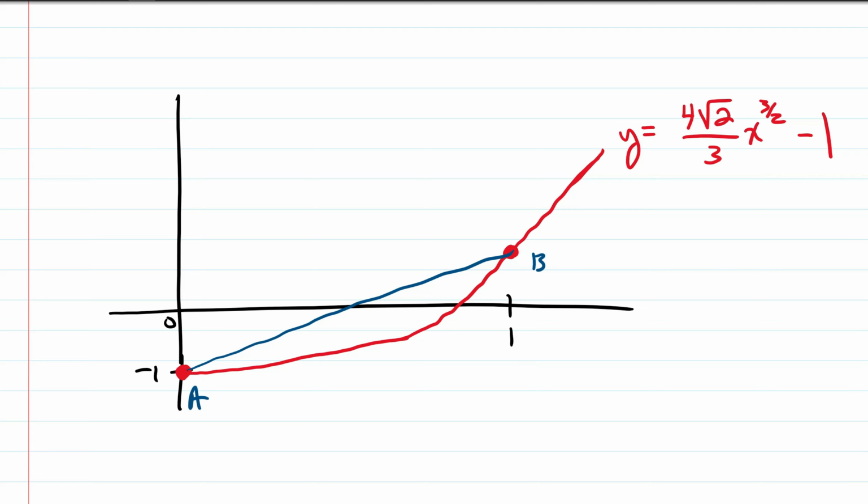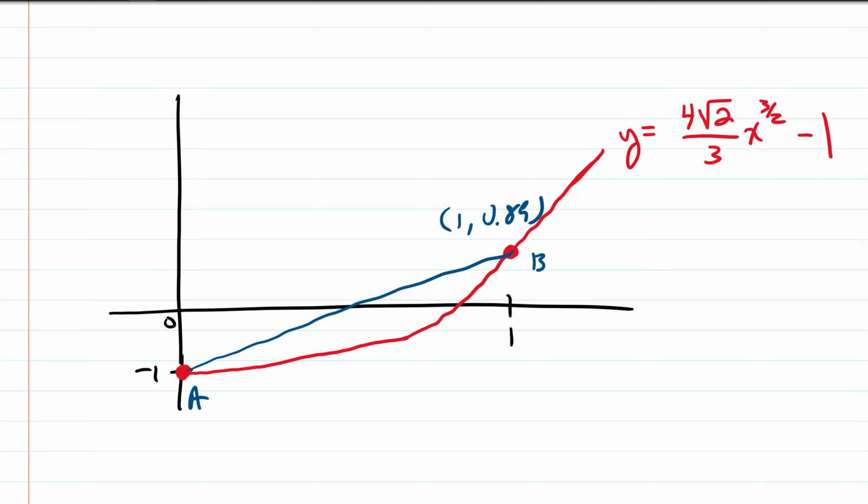Okay, so A is at 0, comma, -1, and I'll tell you where B is. B is at 1, comma, 0.89. So looking at this visually, we can say that the length of this curve is slightly larger than the length of the line segment joining points A and B right here.